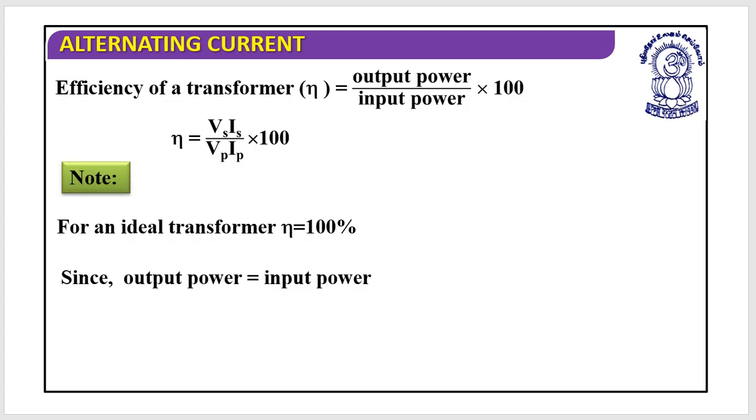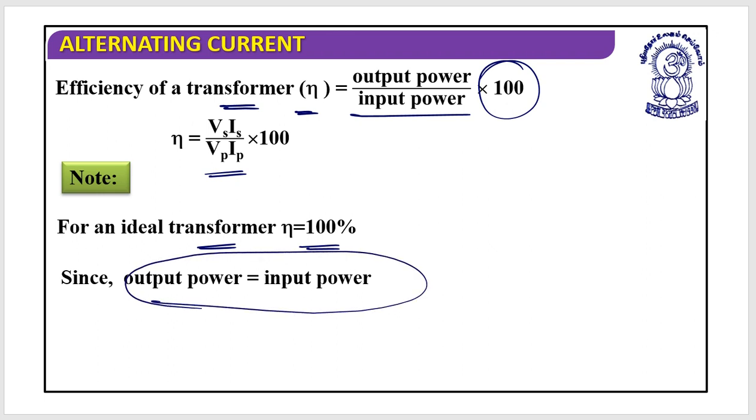No? Great. Now let's discuss the efficiency of the transformer. When I say efficiency, it's the ratio of the output power to the input power multiplied by 100. This would be equal to VsIs divided by VpIp multiplied by 100. For an ideal transformer, this efficiency would be equal to 100 percent, so the output power should be equal to the input power. This is the efficiency of a transformer.